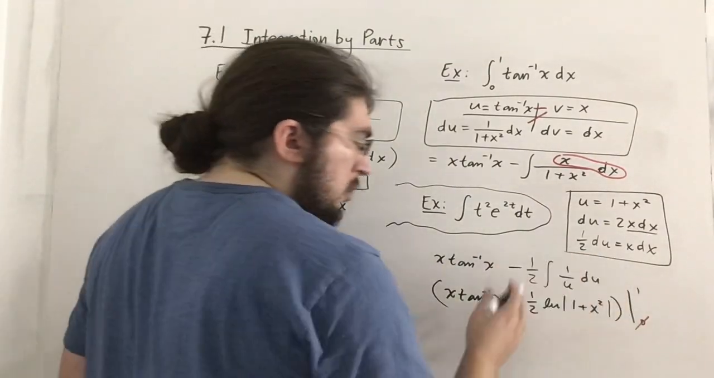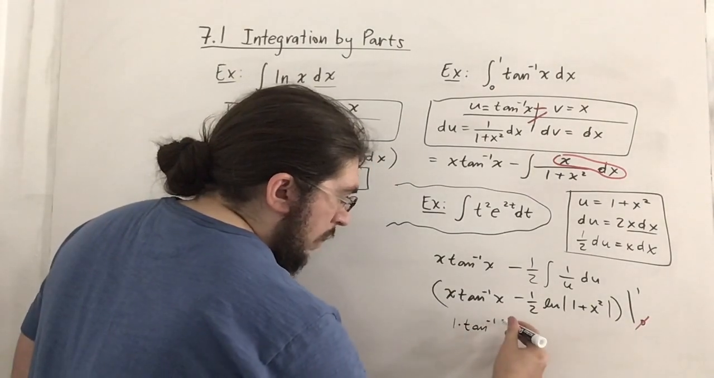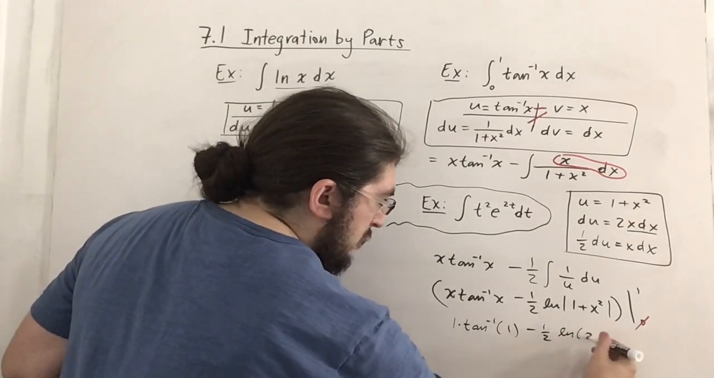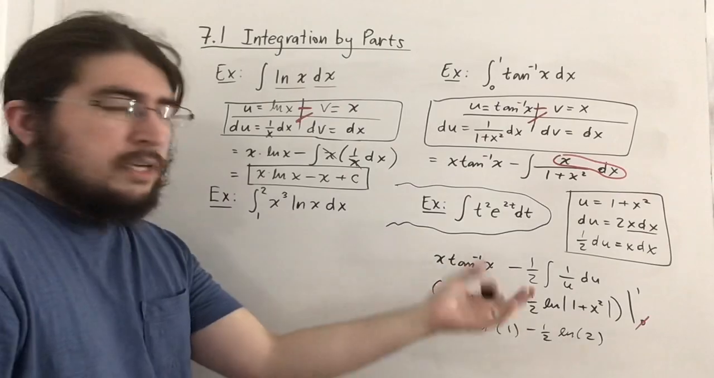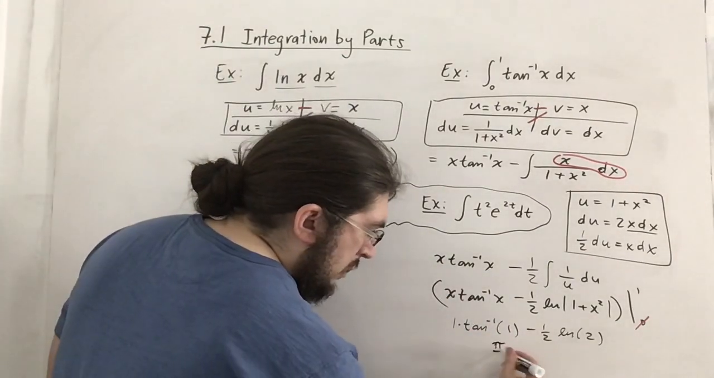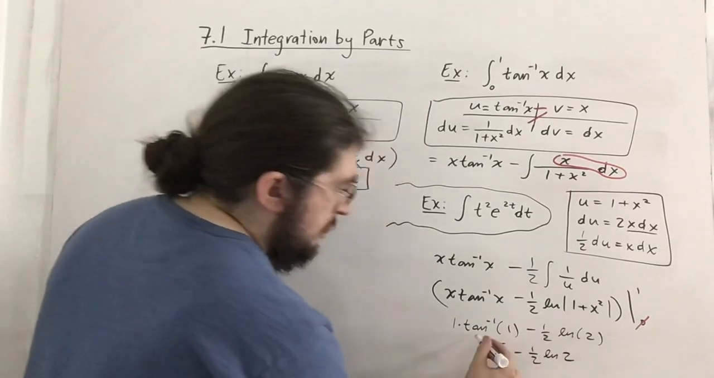So then plugging in 1 is all we really need to do. So it's going to be 1 times tangent inverse of 1 minus 1/2 times ln of 2. And notice we don't need absolute values there because 2 is positive. Also, tangent inverse of 1 is pi over 4. So the answer here really is just pi over 4 minus 1/2 ln of 2.